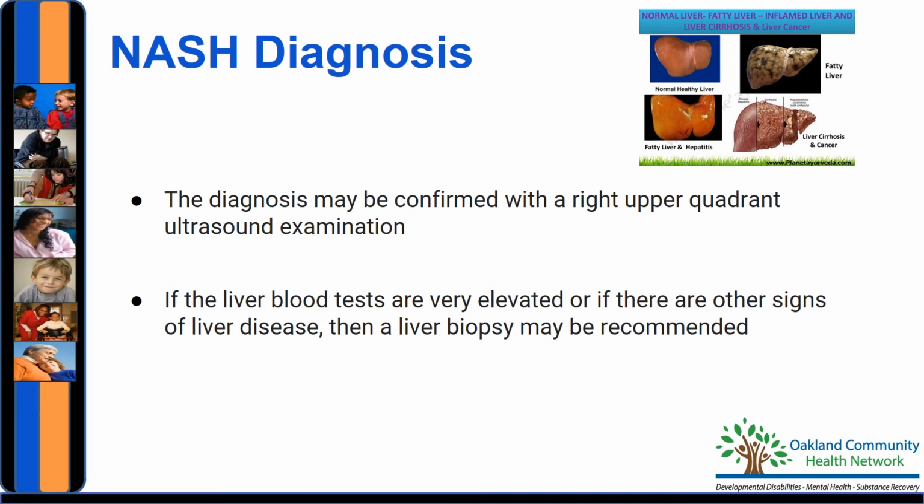The diagnosis of NASH may be confirmed with a right upper quadrant ultrasound examination. If liver blood tests are very elevated, or if there are other signs of liver disease, then a liver biopsy may be recommended.